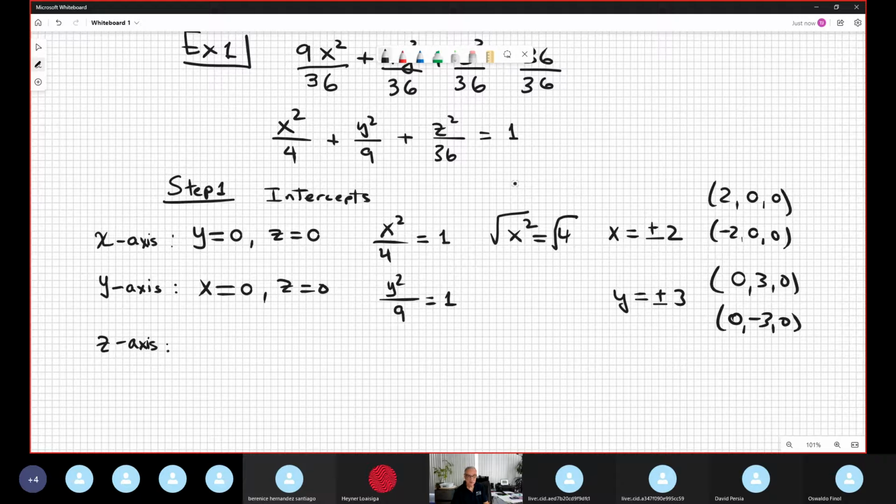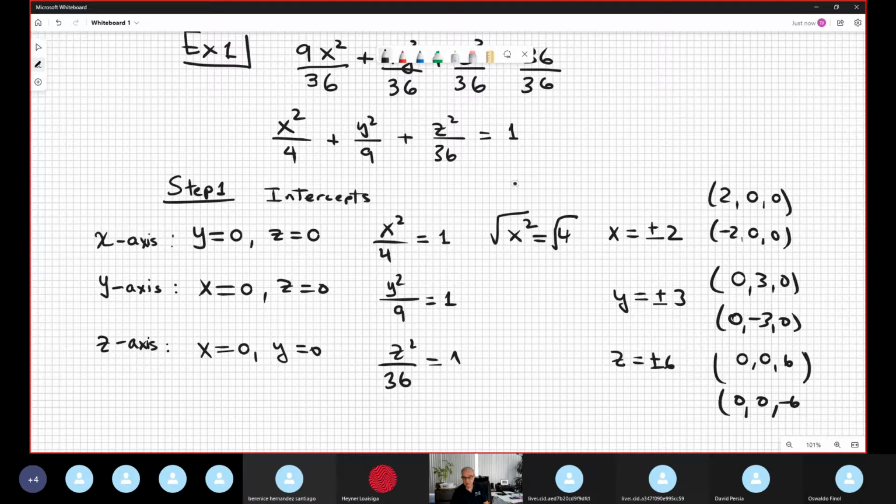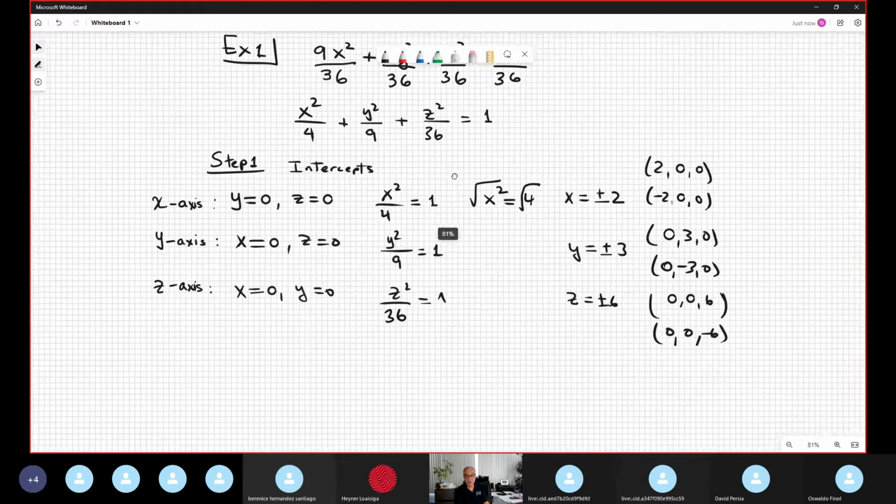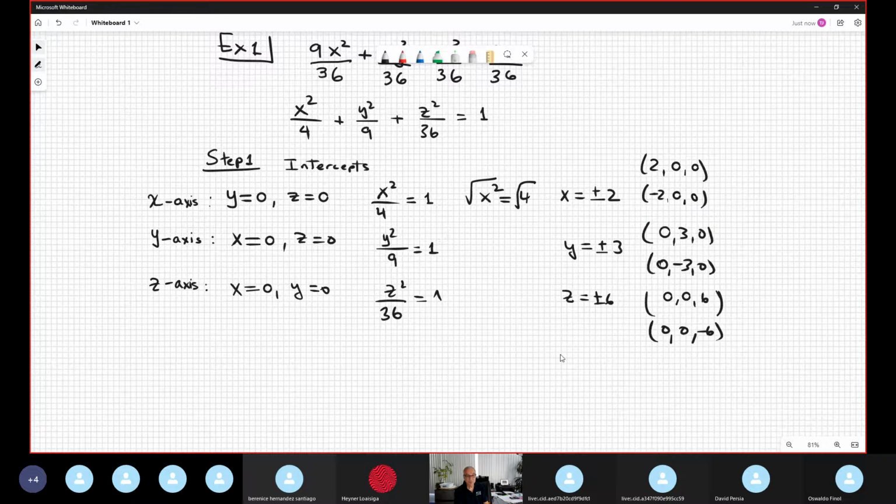And finally, the z-axis, where x is 0 and y is 0. The equation is z squared over 36 equal to 1. You solve the quadratic equation with a similar idea, z is equal to plus or minus 6. And the points are (0, 0, 6) and (0, 0, -6). I promise in a few seconds we will see the graph and you will detect these points.